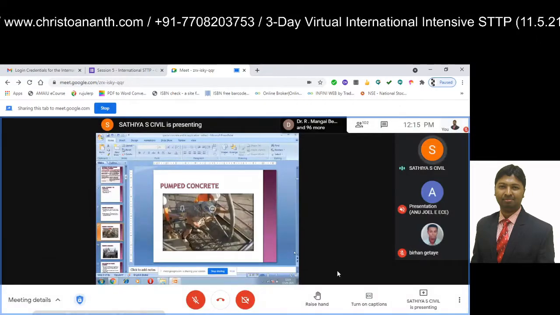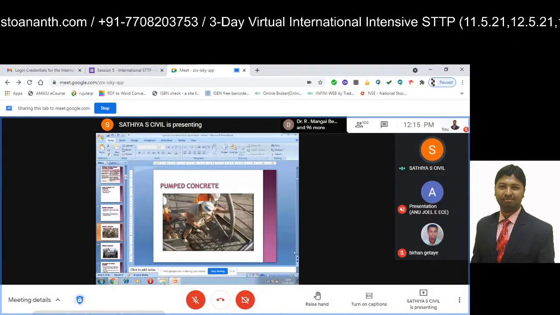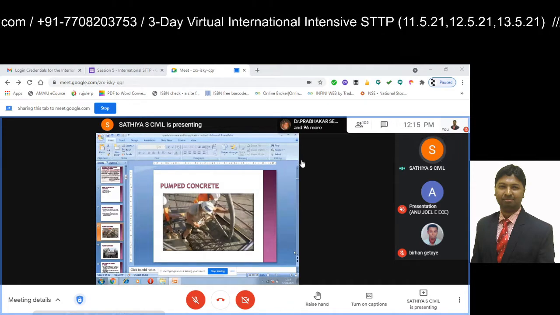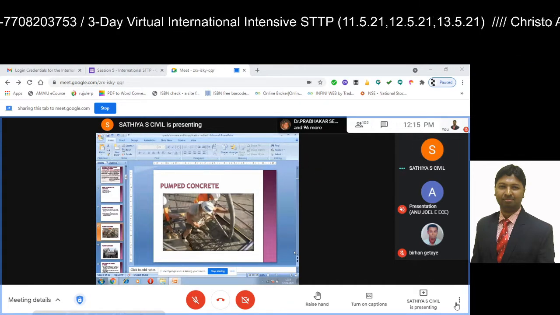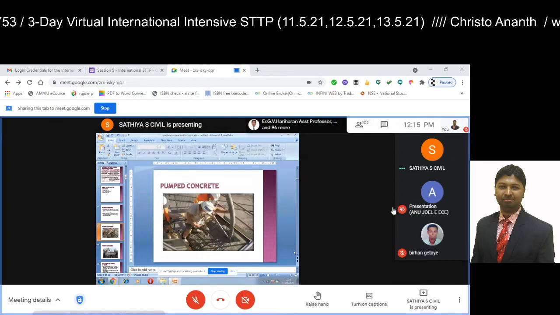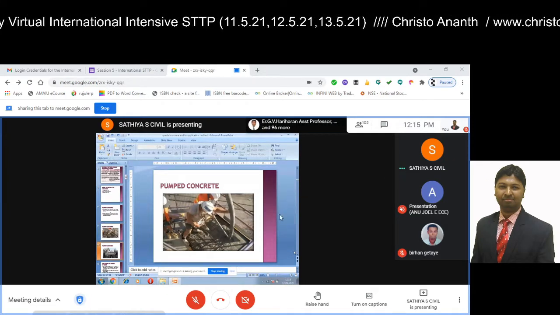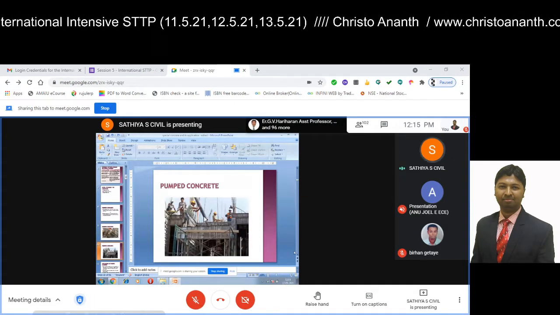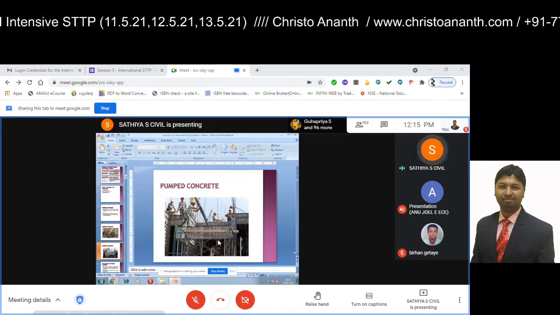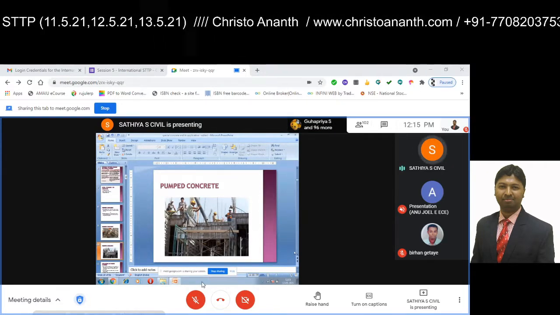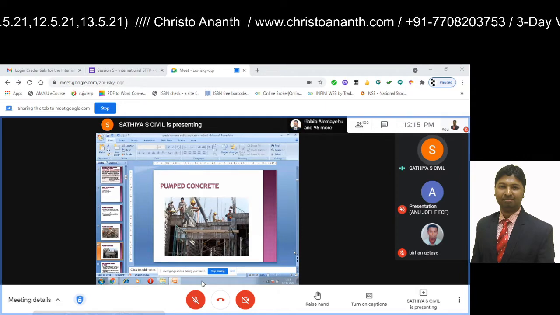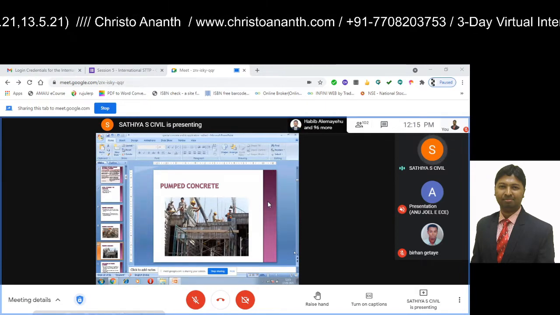Here you can see the image of pumped concrete. The labor is concreting with the help of pumps. And this is also an image of pumped concrete. The men are standing in a tall building, and they are using pumps for concreting.